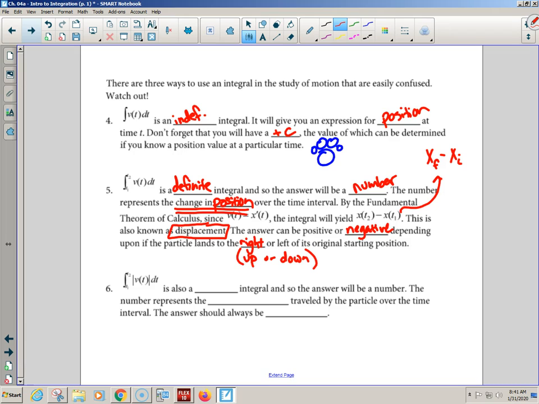Number 6. It has an absolute value. It is also what type of integral? Definite. So the answer will still be a number. But the number represents this time, I said it like 5 times yesterday, total distance traveled. You're just adding up the distances. It represents the total distance traveled by the particle over the time interval. The answer should always be positive, because we're just talking about the magnitude, the overall addition of all the distances added up.